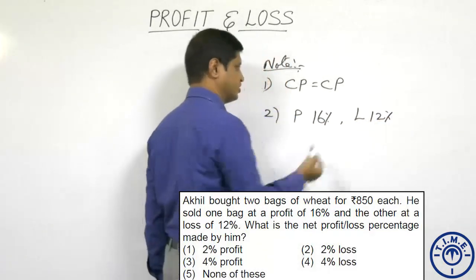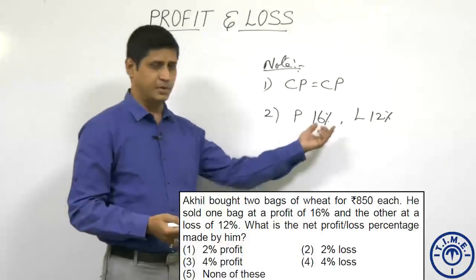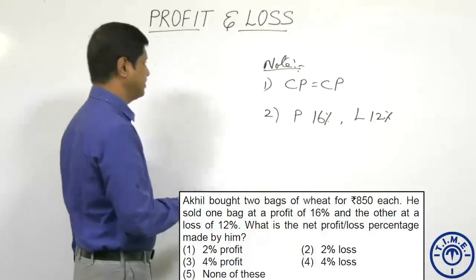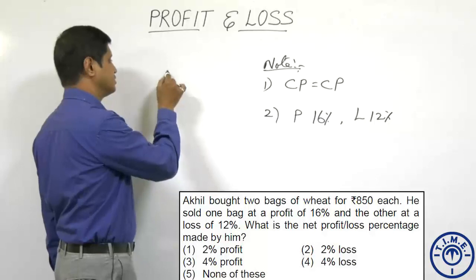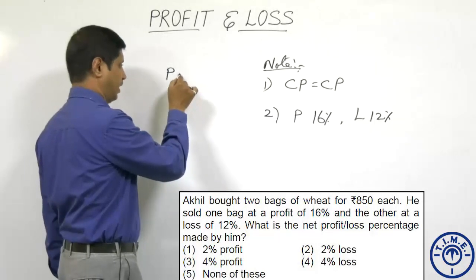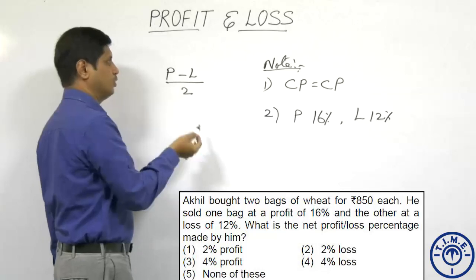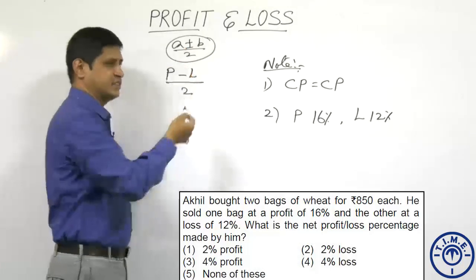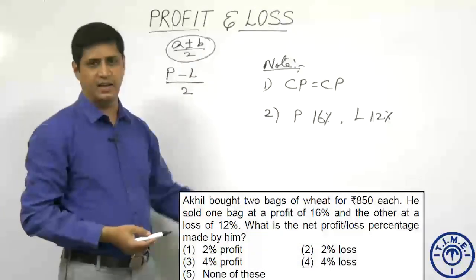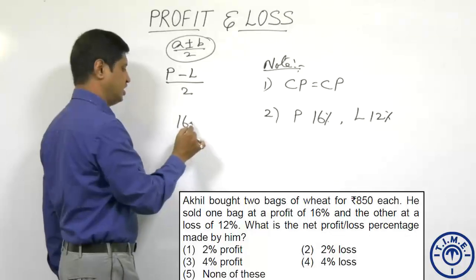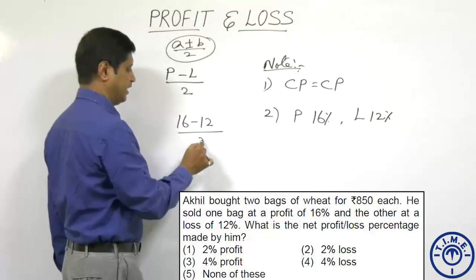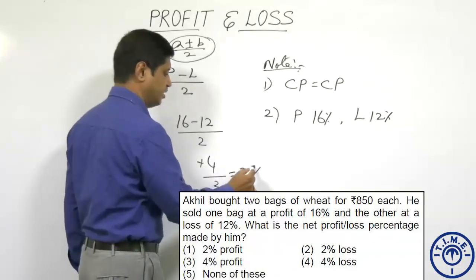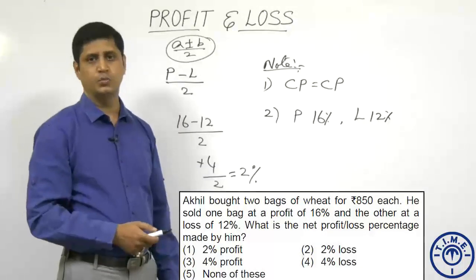Now what are the conditions here? CP is the same, and the percentage of profit and the percentage of loss are not equal. In such a case, what is the answer? Profit and loss is (A plus or minus B) by 2. A is one of the 2 percentages, B is the other. Now profit percentage 16, loss percentage 12, by 2. The result is 4 by 2, a positive 2, hence it is a profit percent, a profit of 2%.